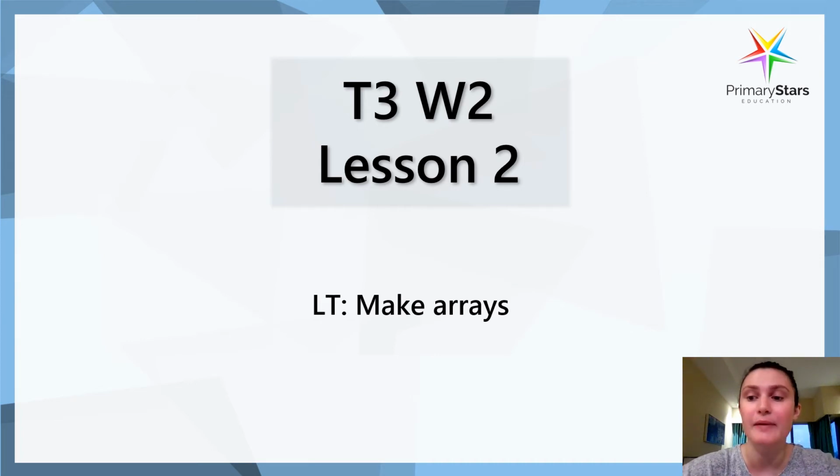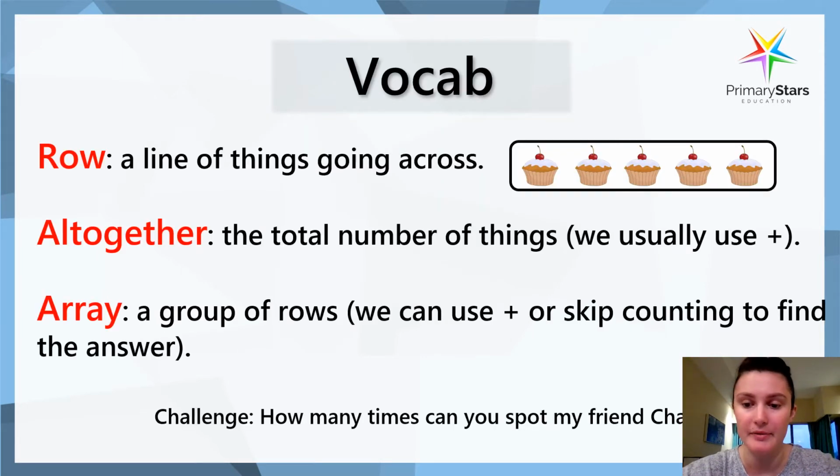So today we're going to be looking again at how to make different arrays. So let's go over our vocab that we learned yesterday. Can you remember what a row is? That's right, it's a line of things that are going across. Remember, they have to go from side to side, not up and down, side to side.